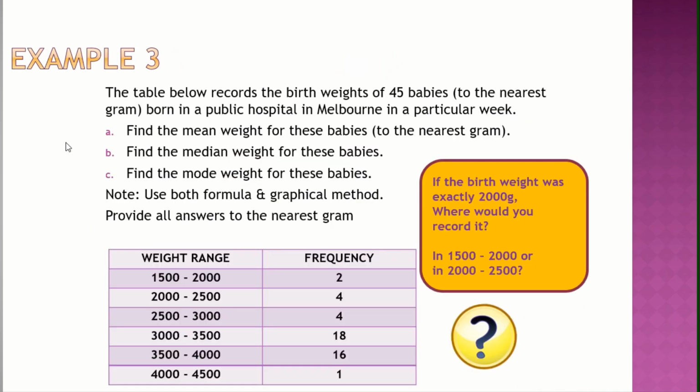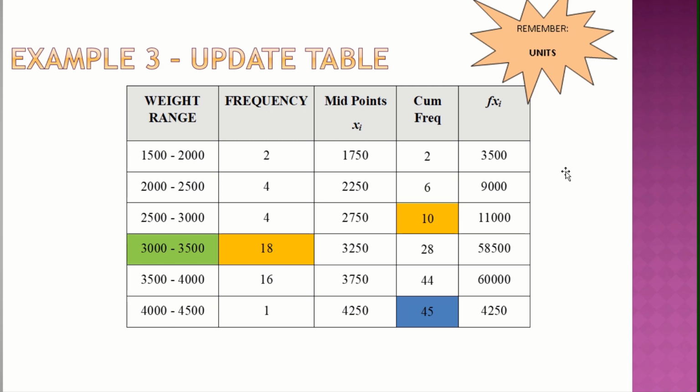So let's look at an example here. If you look at the range here, 1005 to 2000, 2000 to 2005, 2005 to 3000, this is already good. Boundaries, all sorted for you. You got nothing to do. So what I told you, this is grouped data with intervals. You need to calculate mean, median, mode, and update your table. What you need to update: CF, midpoint, and FXI. Update the table, your midpoint.